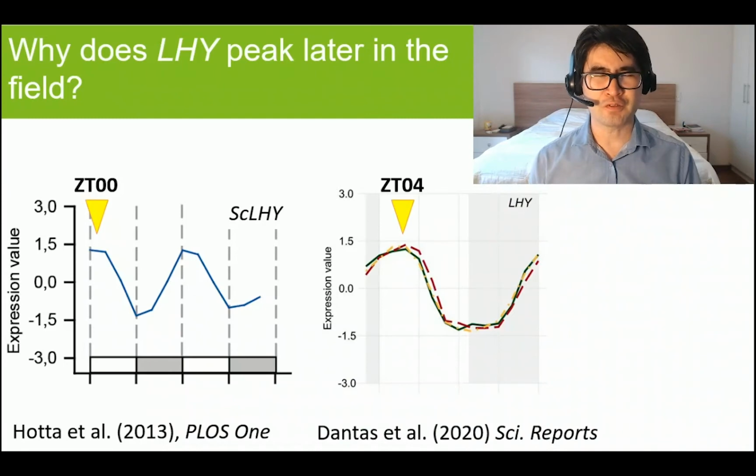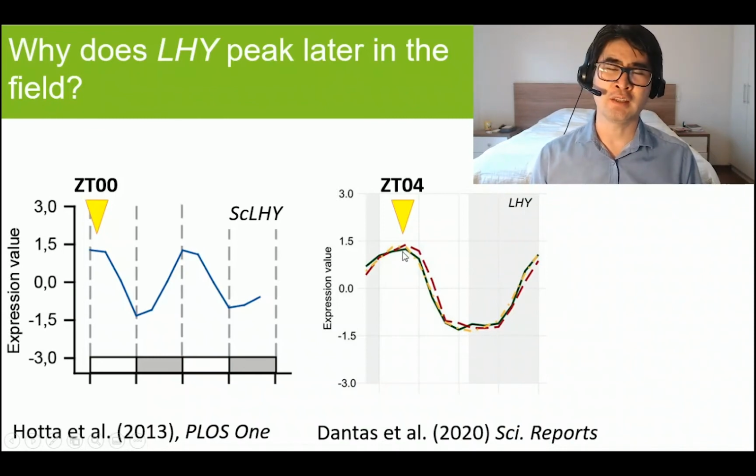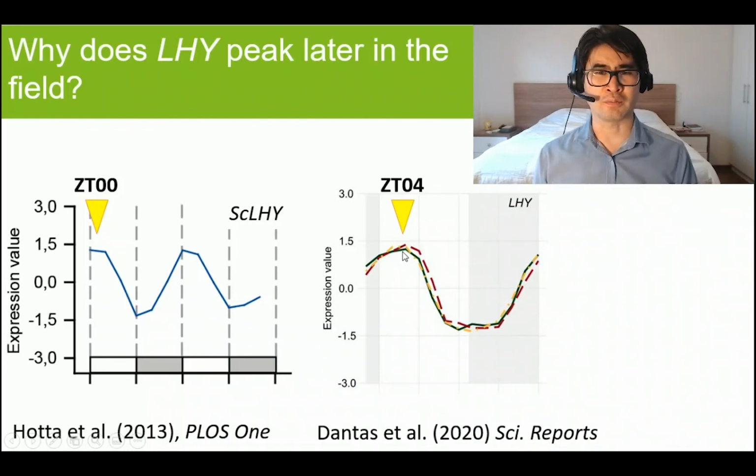But something that we found really curious is that whereas in plants under grow rooms, they have the LHY peak at the beginning of the day as expected and as measured in other plants, our field plants had their peak at CT4, or 4 hours after dawn, and this was seen in the leaves, in internode 1 and in internode 5. So what's going on? Remember that those plants are 9 months old.